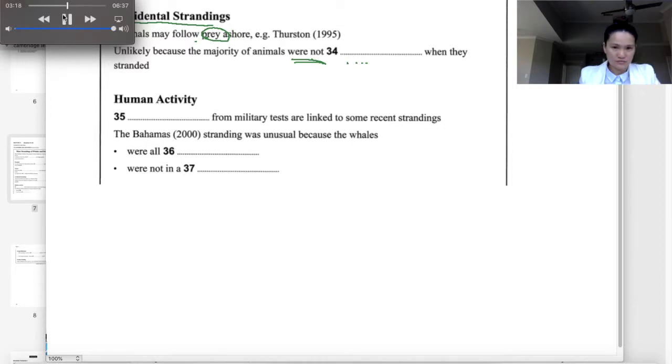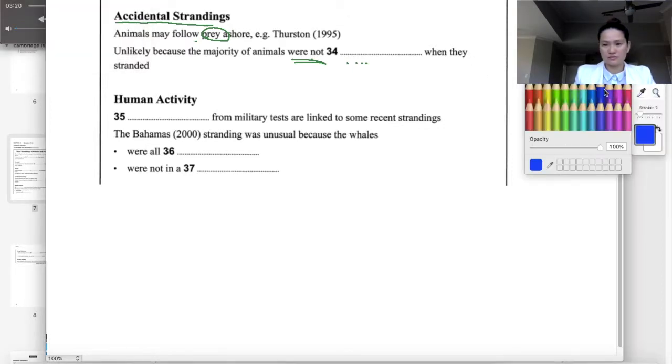In 1995, David Thurston monitored pilot whales that beached after following squid ashore.